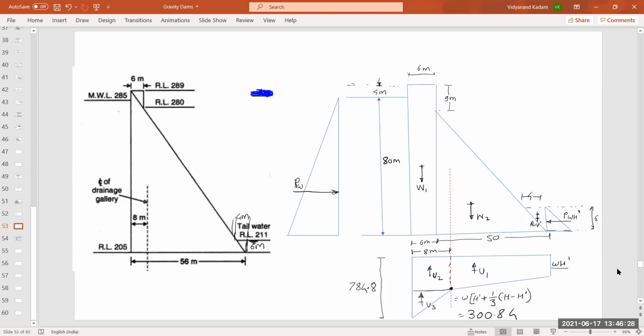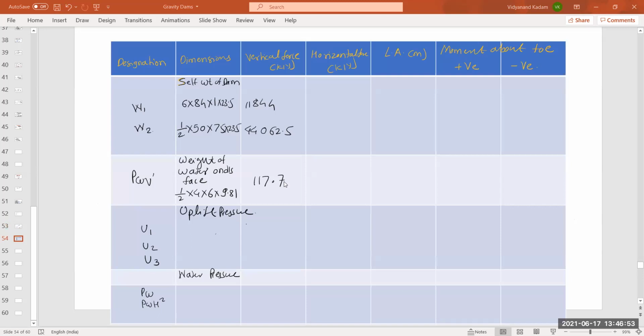Now we can calculate U2. Okay, U2 is a rectangle. So size of rectangle is here 8 meter by 300.84. Okay, so let us calculate U2 and write this U2 first. So what is U2? U2 is 300.84 into 8, and this is equal to 2406.7, and this is upward force U2, hence give minus sign convention.